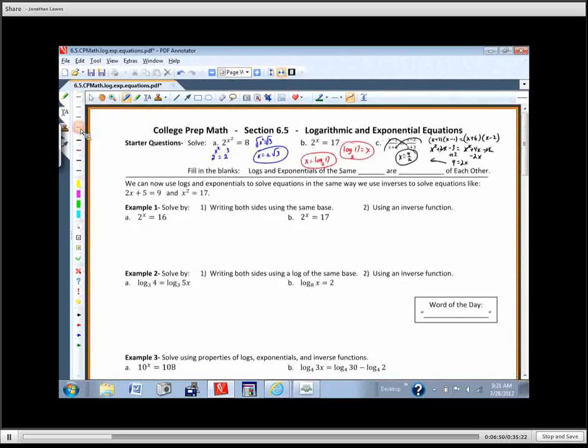And then the last part of the starter question is, logs and exponentials of the same base are inverses. The word is inverse. They are inverses of each other. Now, I'm going to ask a question. I don't want anyone to answer this out loud. I want you to think for just a second. What do inverses do to each other? How are they related? Thank you for not answering.